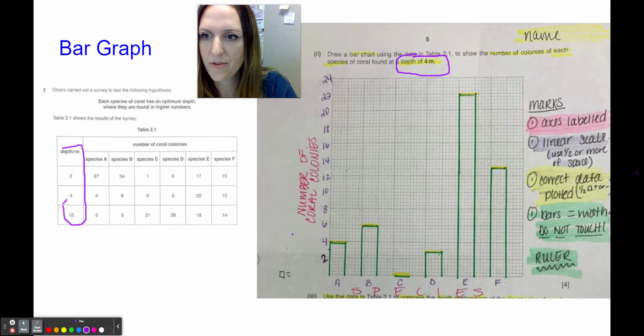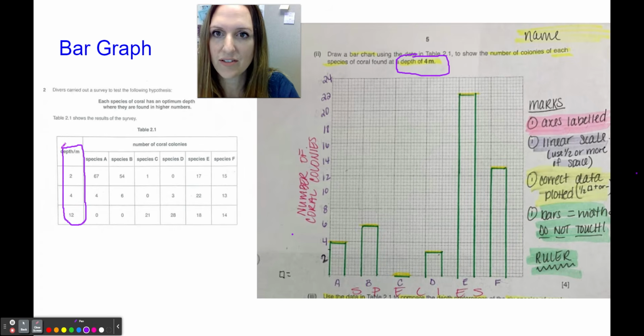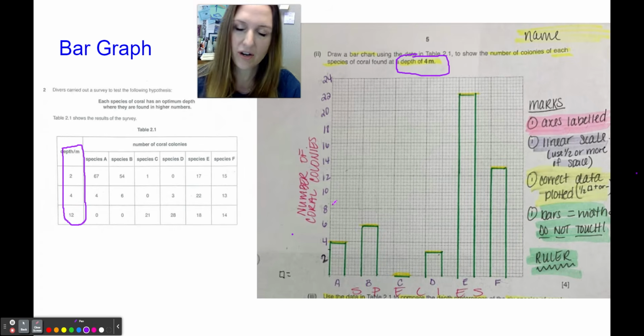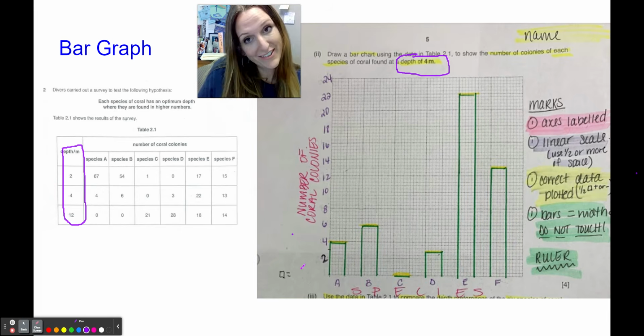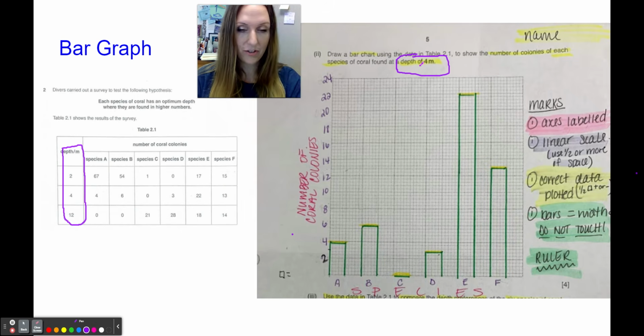Okay, so at the 4, here's your depth. Now, some of you did this incorrectly because you wanted to put depth on here. I get it. But you're not showing species at different depths. The depth is the same. It's almost like in one bag of M&Ms, how many of each color do you have? So my 4 meters is my one bag of M&Ms, and then the colors are going to be the species.